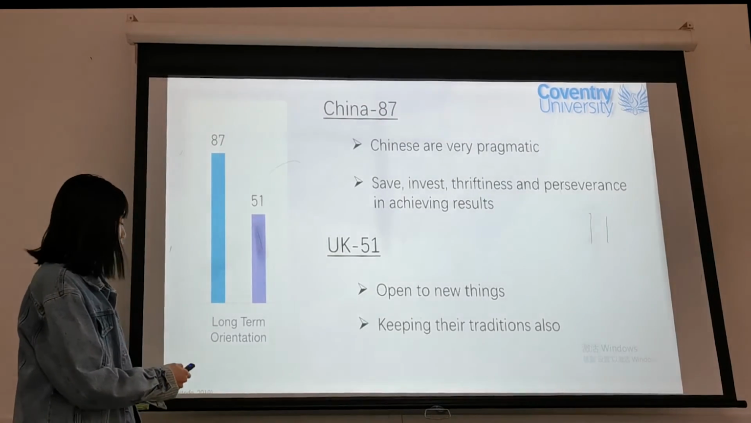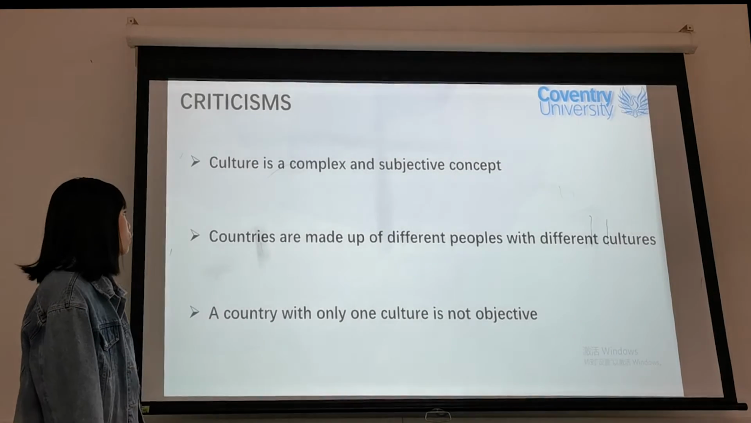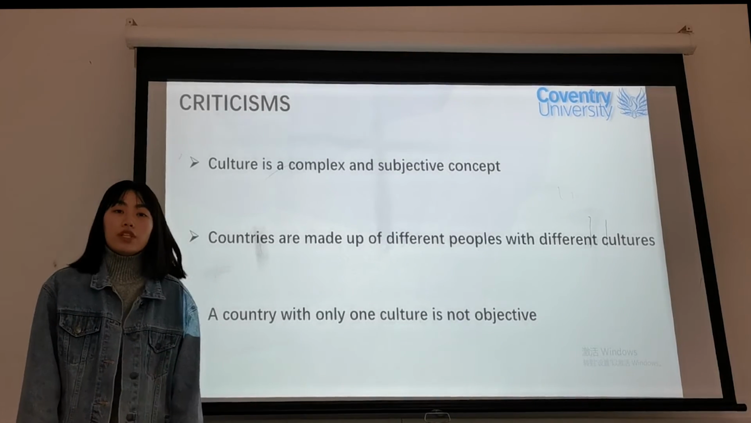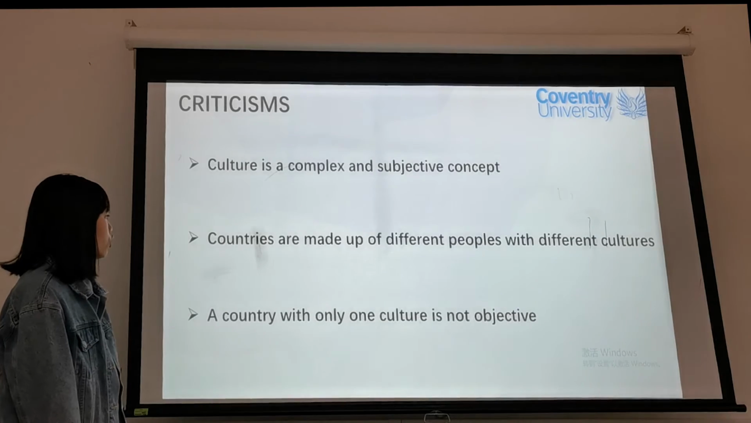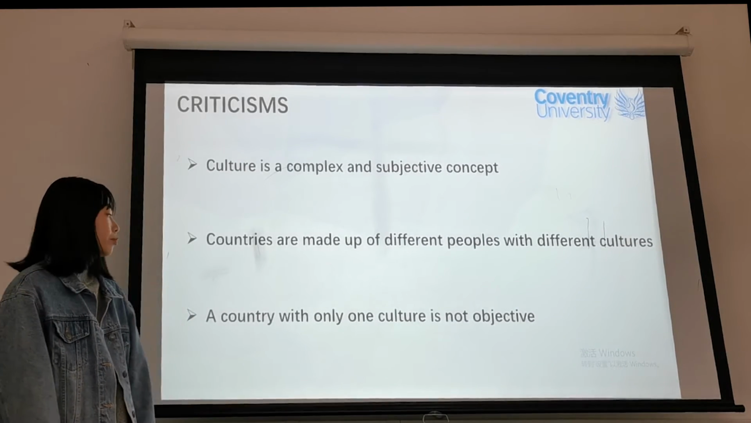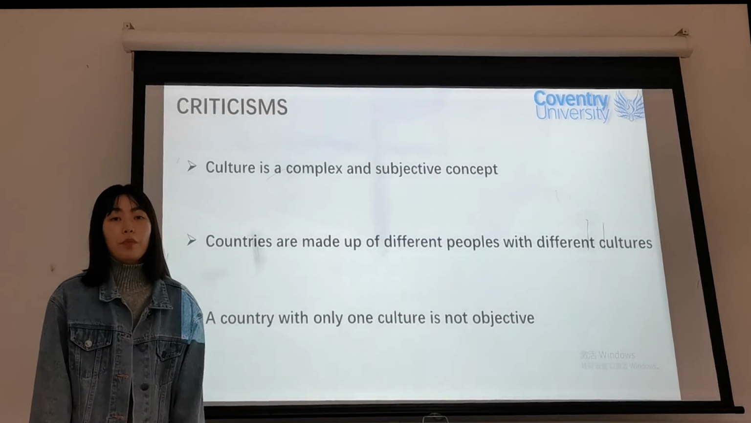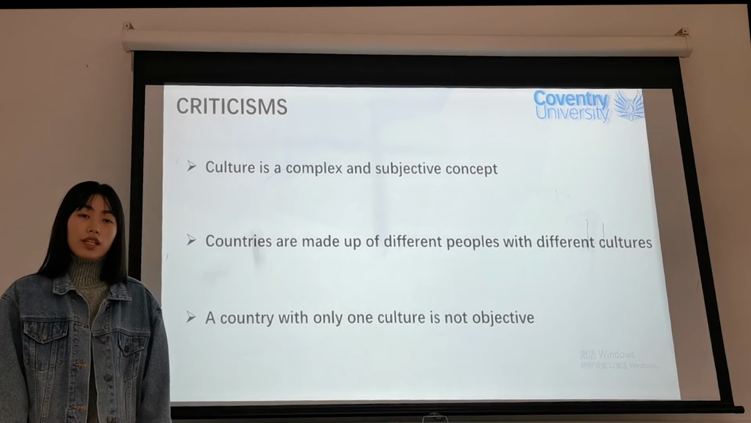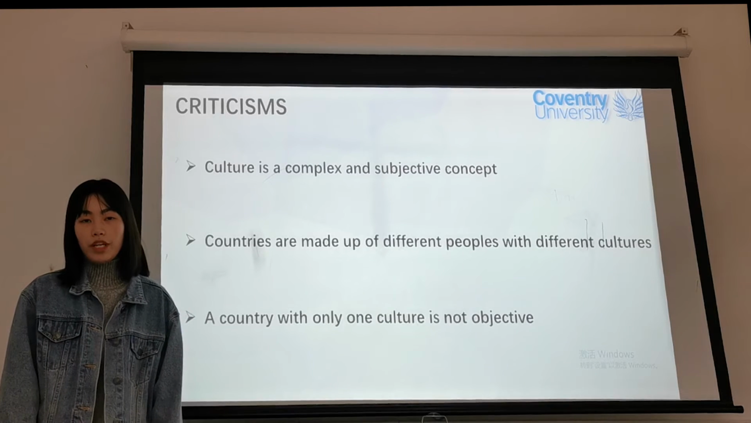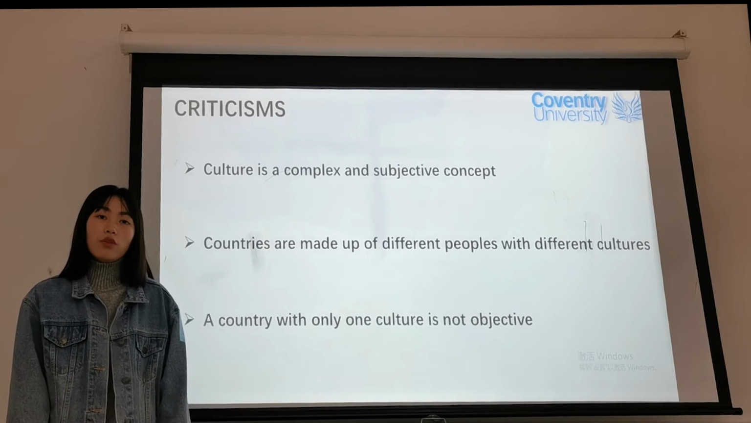Thanks, Xinyu. Hofstede is not comprehensive because culture is a complex and subjective concept. The Hofstede model ignores that a country is made up of different cultures of different nationalities. Saying a country has only one culture is not objective. For example, there are 56 nationalities in China. Every nation has different languages, customs, and beliefs. We cannot say they are all Chinese, so only one kind of culture.